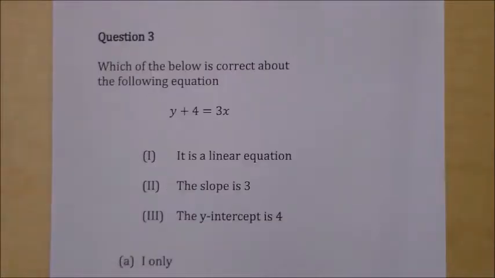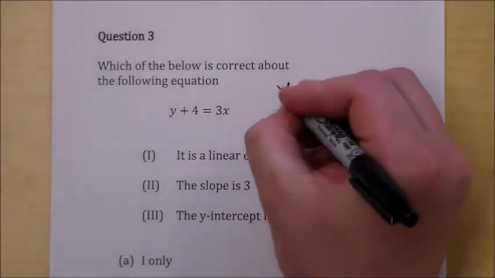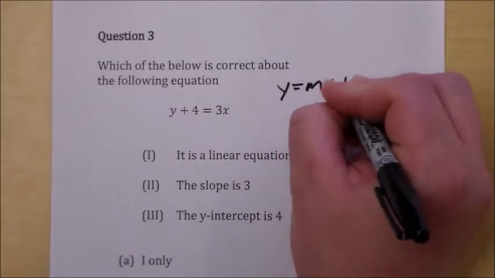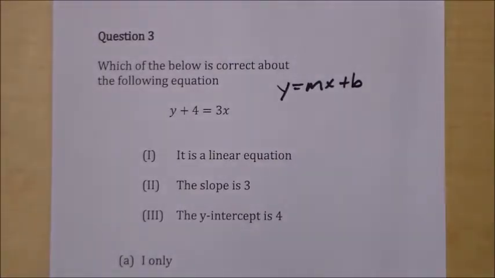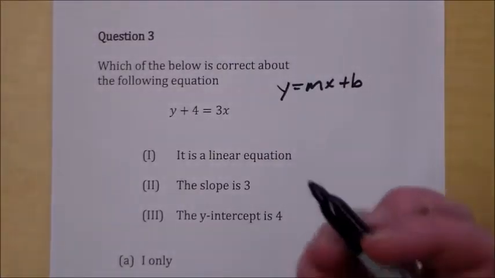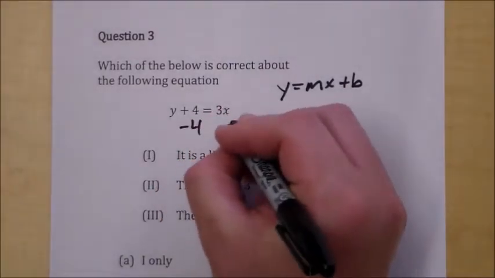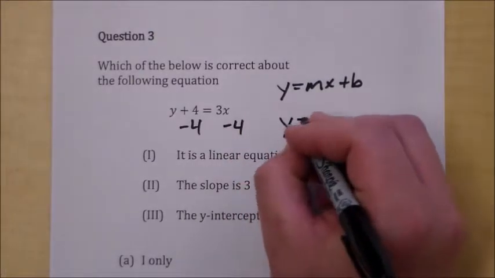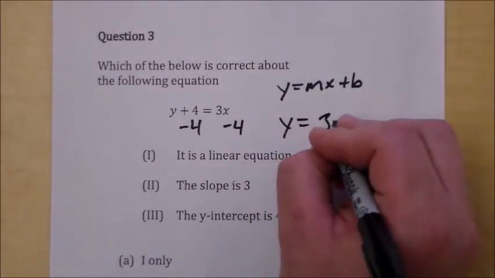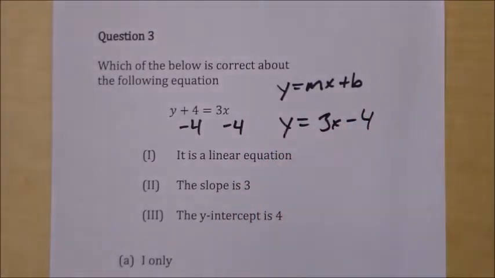And we're good to go. Question 3, which of the below is correct about the following equation? You're like, no, it's not in the y equals mx plus b form, and that makes me sad because I want it to be in the y equals mx plus b form. Well, I know what to do, right? I'll just subtract 4 from either side, and that makes me feel a lot more comfortable about working with this equation. Why? Because now it's y equals 3x minus 4, which is in the mx plus b form.